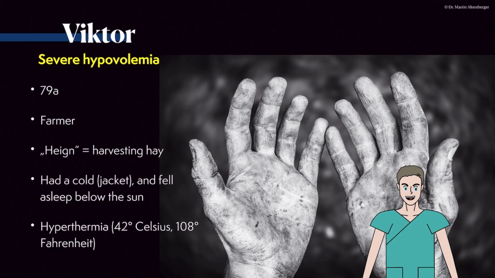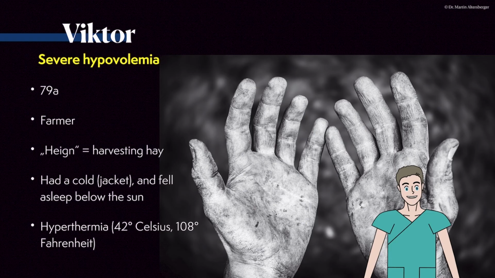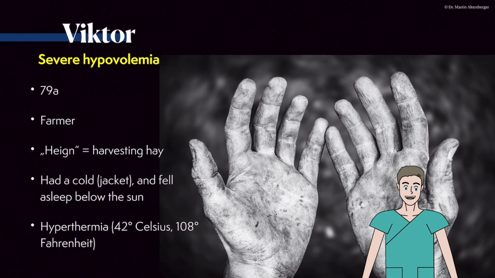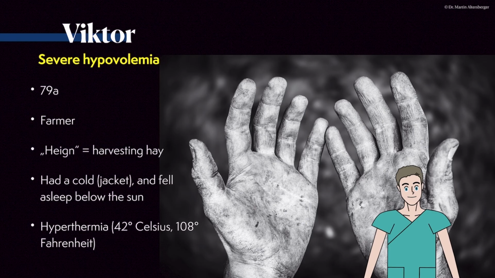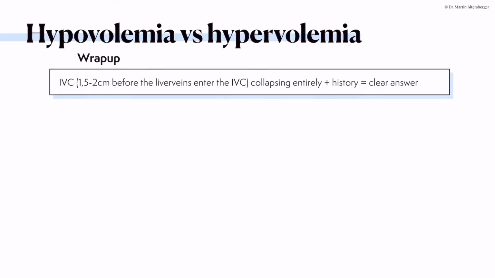He was a farmer, and in dialect, normally speaking Corinthian dialect, it's called Heigen, so it's harvesting hay. It was summer, he had a cold, he was wearing then a jacket, he went home, and he actually fell asleep below the sun. He was admitted with hyperthermia. We measured 42 degrees Celsius, which equals 108 degrees Fahrenheit, so severe hypovolemia due to hyperthermia.